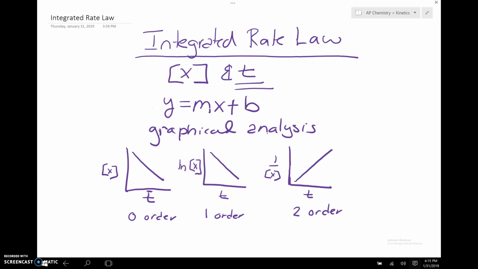When we identify the order, saying that the graph of, for example, natural log of x versus time is linear is enough explanation. So you don't have to give a further explanation for how you knew the order. The order is based on which graph provides the linear line. Please note the slope of these lines. The 0 order and the first order graphs do have that negative slope, whereas the second order graph does have that positive slope, and that's going to be important when it comes to K.